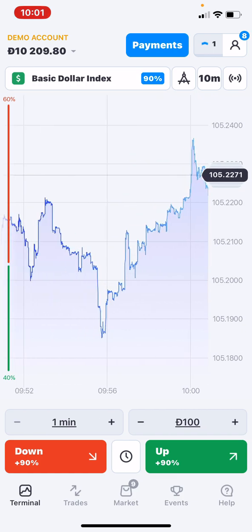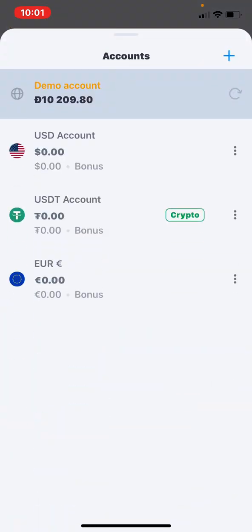Now, let me explain the full body. Up here, you can see your demo account. If you tap on it, you can see your USD account, which is crypto, and you can see your euros account.